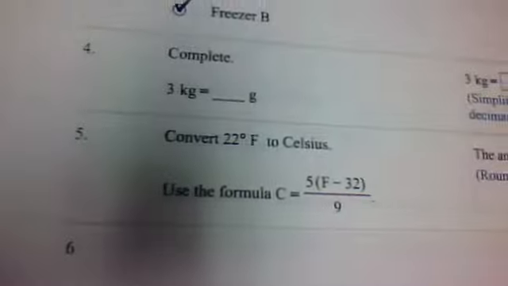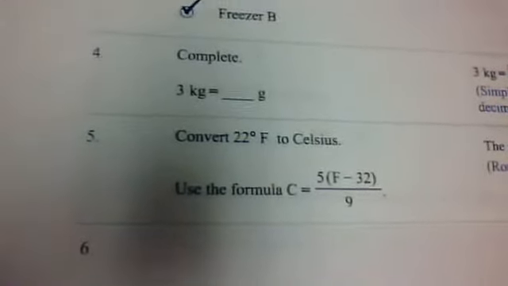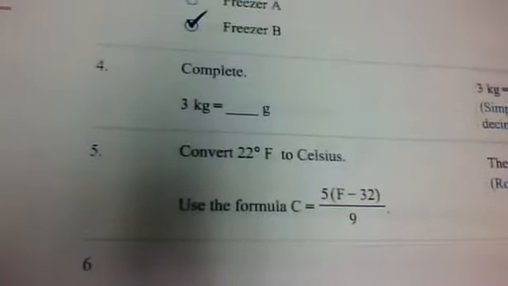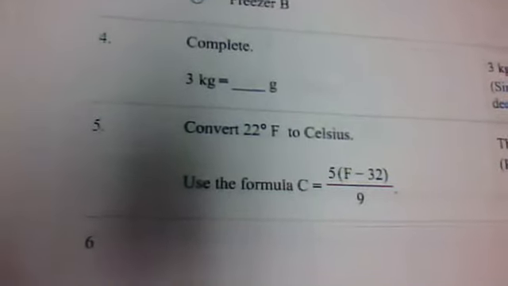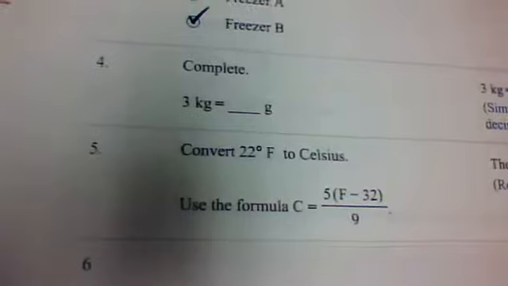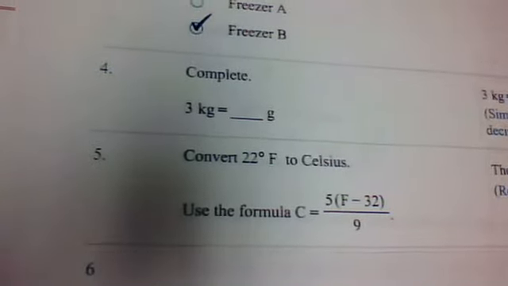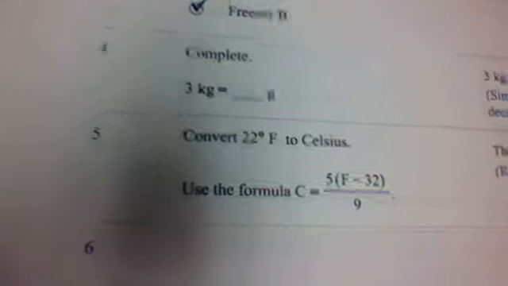Take a look at problem number 5 in the homework of section 13-5, where you want to convert 22 degrees Fahrenheit to Celsius. And you're told to use the formula C is equal to 5 times (F minus 32), the whole thing divided by 9.